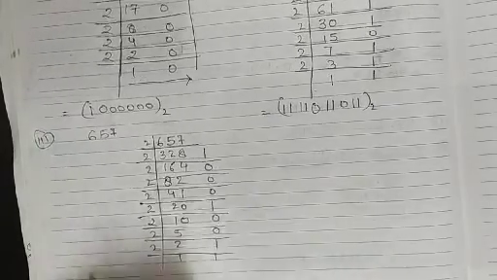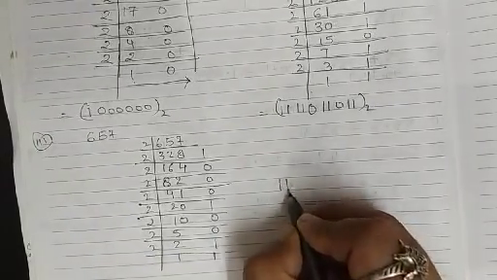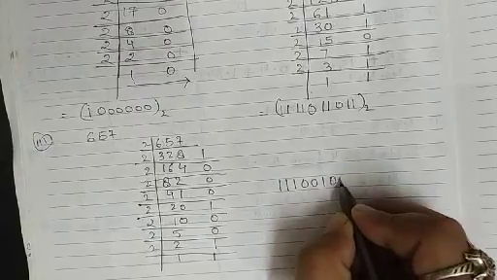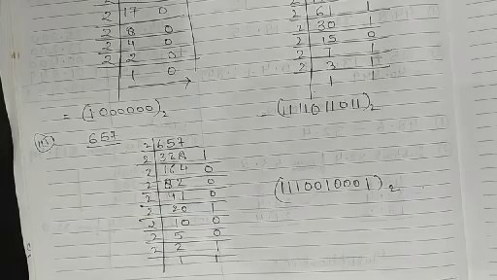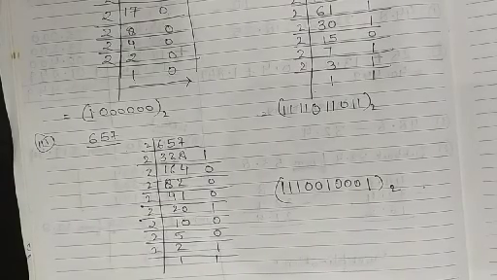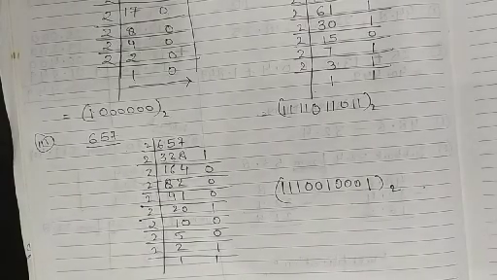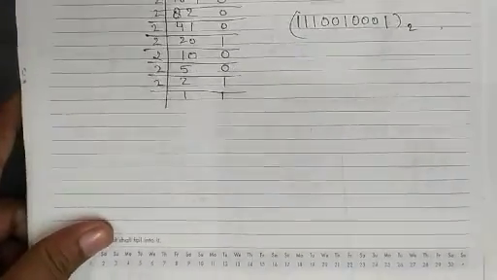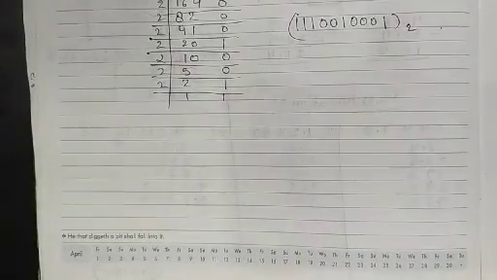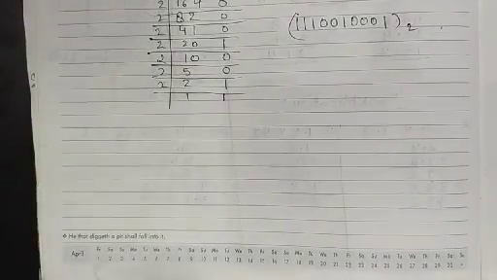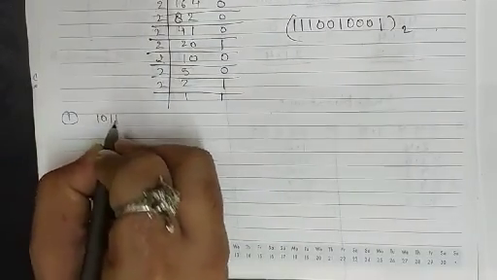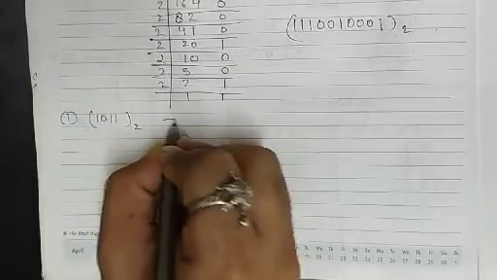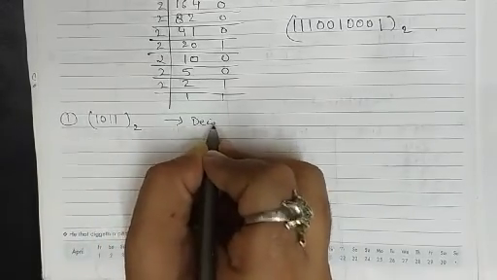Like this. So how are we going to write the answer? 1 1 1 0 0 1 0 0 1. This is the binary conversion of 657. Right? Now if we look at the next question in your book, see, convert the binary numbers into decimal. Now what are we getting? This is the binary number and we have to convert it into decimal.